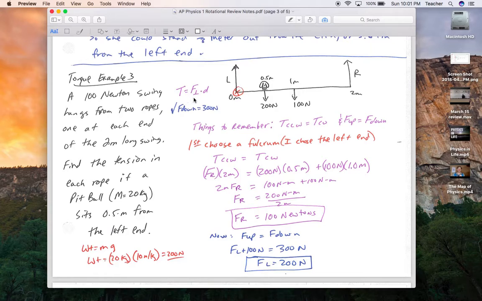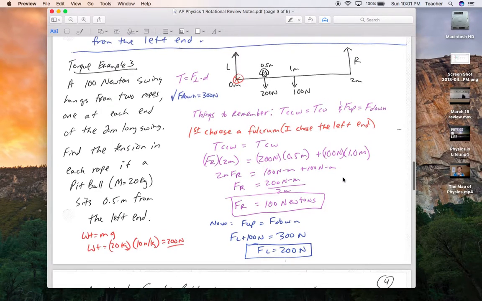I know that torque is equal to perpendicular force times distance. I should know that counterclockwise torque equals clockwise torque for an object in rotational equilibrium, and force up equals force down for an object in translational equilibrium. So setting the torques equal, I have one counterclockwise torque caused by the rope on the right side, and that needs to equal the two clockwise torques caused by the pit bull and the weight of the plank. That gets me that the force of the rope on the right side is 100 newtons up.